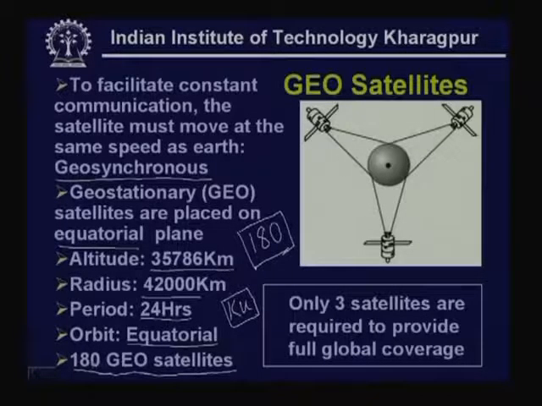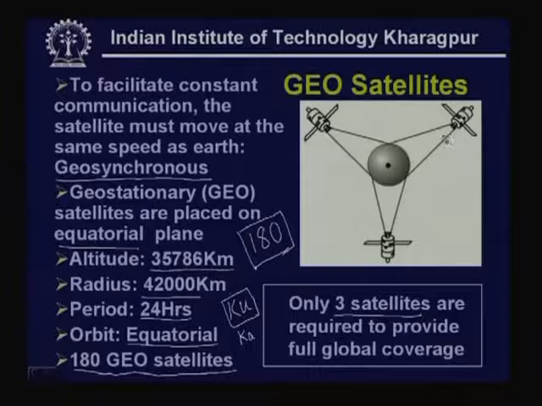Whenever Ku band is used, then you can have up to 180 satellites, but as you go for Ka band, the number of satellites can be increased. Although you can have 180 geostationary satellites, the whole globe can be covered only by using 3 satellites.